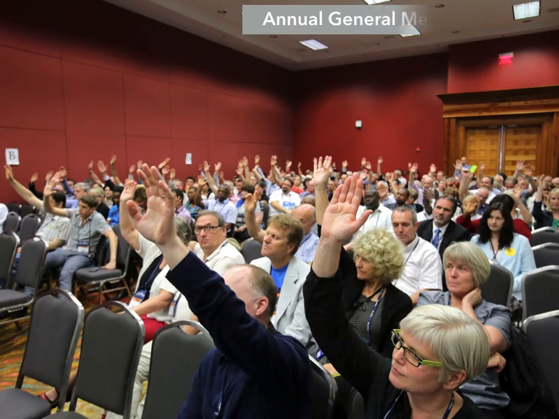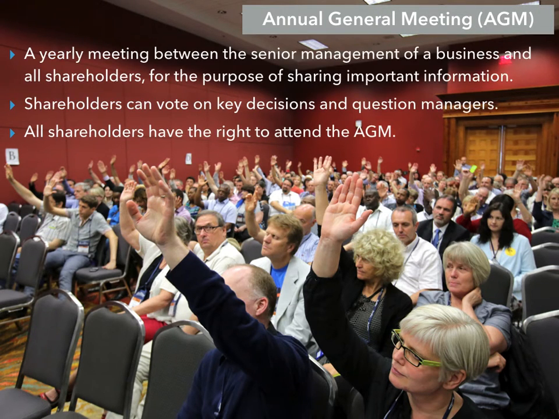An annual general meeting, AGM, is a yearly meeting between senior management of a business and all shareholders for the purpose of sharing important information. Shareholders can vote on key decisions, like they're doing in this picture, and can question managers. All shareholders have the right to attend the yearly AGM, and for some businesses that might be many thousands of shareholders.